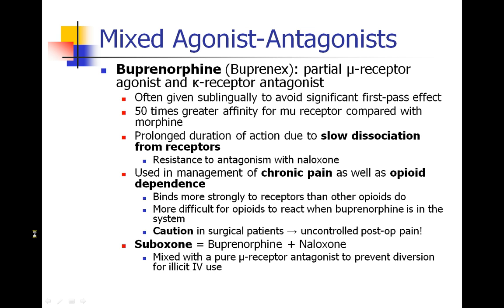Suboxone is actually buprenorphine plus naloxone mixed together. And the reason they do this is because theoretically you could take your buprenorphine, grind it up, dissolve it, and inject it, and get a little bit of a high from the rush of the injected buprenorphine. So for that, they added naloxone to it, and the naloxone will prevent people from getting that high. But if you take it orally, naloxone isn't absorbed through the gut. So the naloxone stays in the gut, the buprenorphine is absorbed, and then they take it properly.